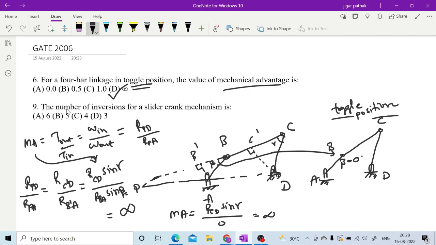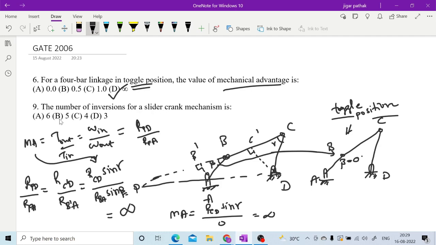Okay. So what toggle position? Toggle position as I have drawn here. No? This is toggle position, where our link AB and BC are in the same line. That is toggle position for 4-bar chain mechanism.